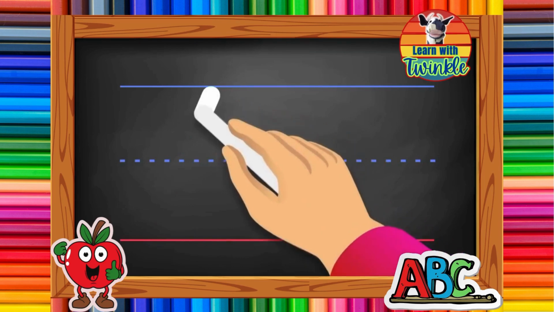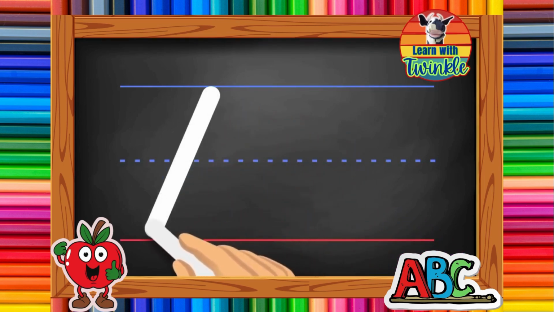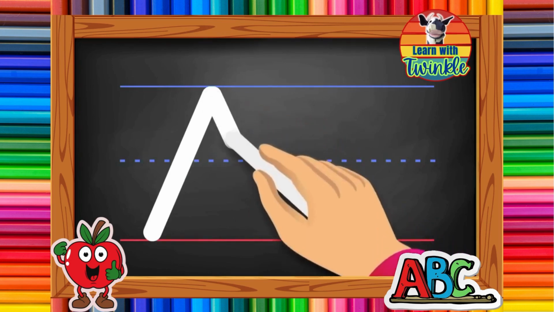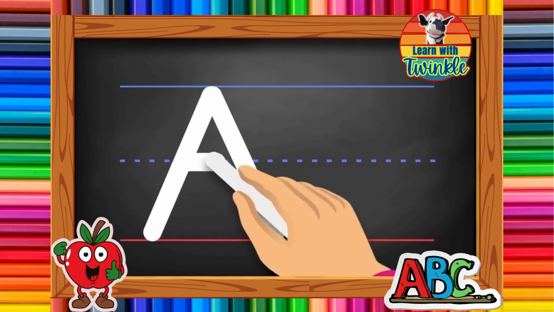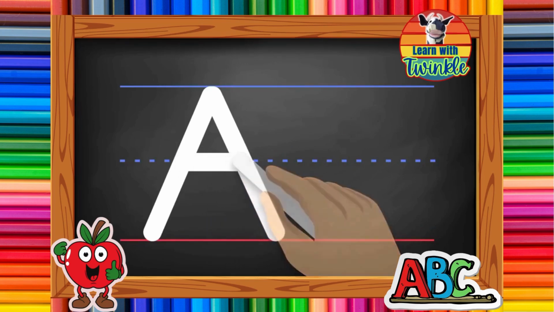Draw a slanted line down to the left. Then draw another slanted line down to the right. Finish with a line across the middle.